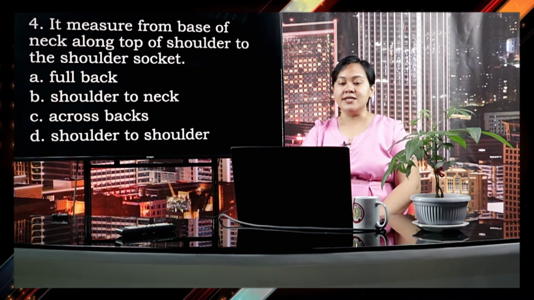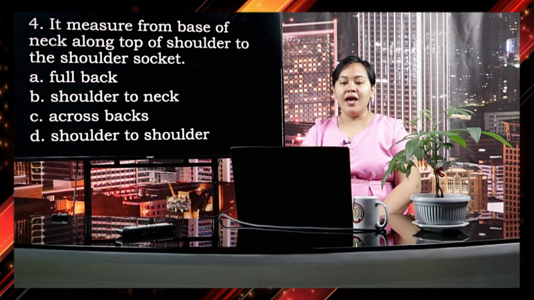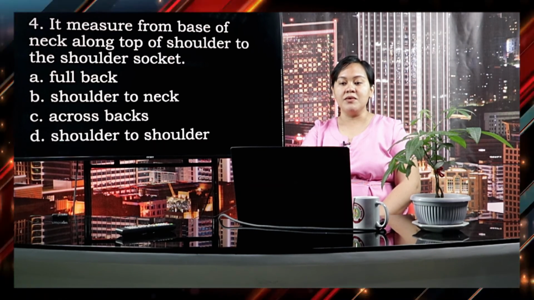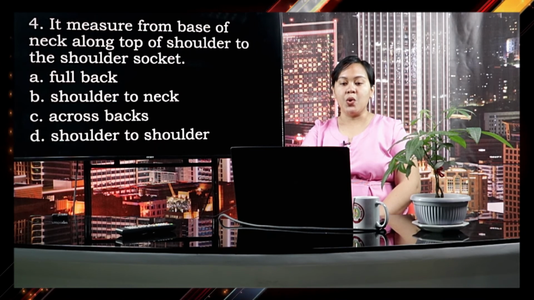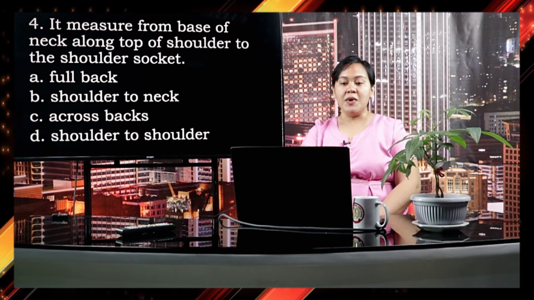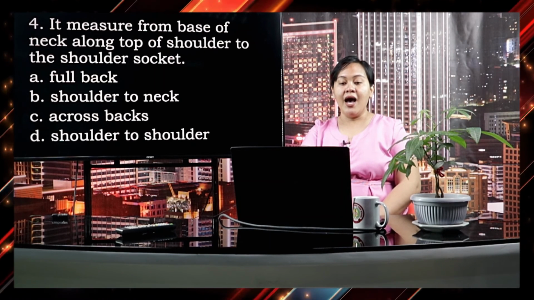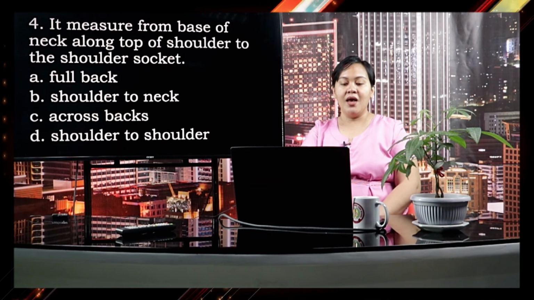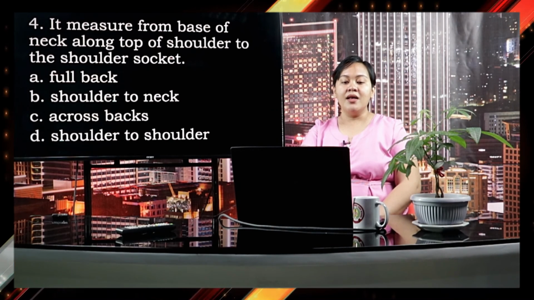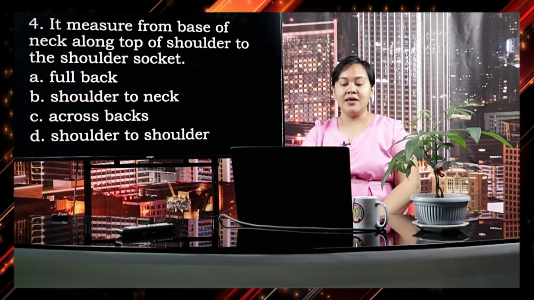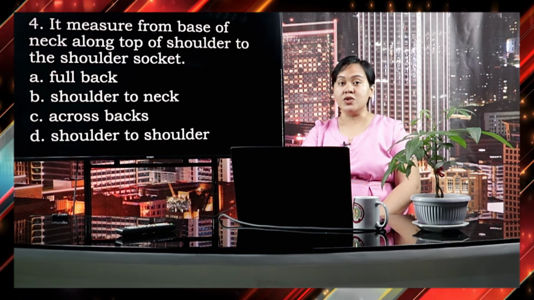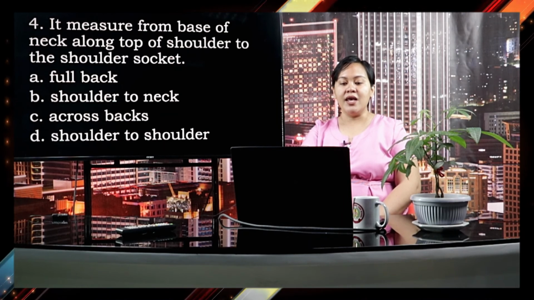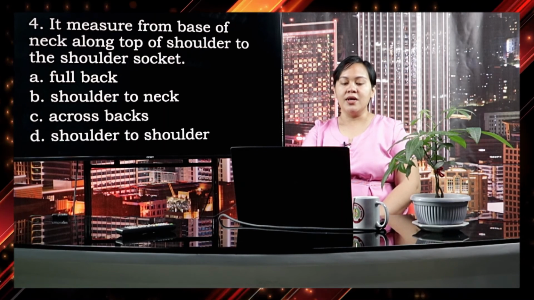For our last item, it is measured from base of neck along top of shoulder to the shoulder socket. Choices are letter A. Full back. B. Shoulder to neck. C. Across backs. Or D. Shoulder to shoulder.